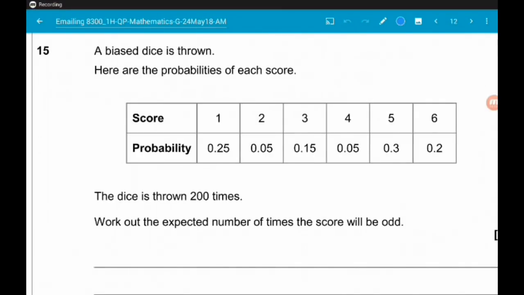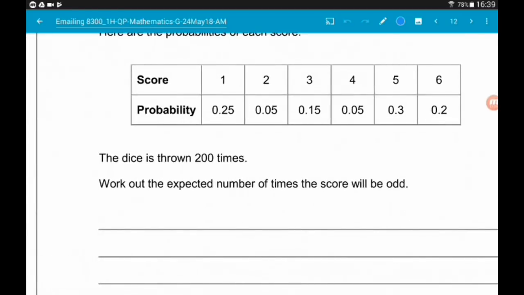Number 15. A biased dice is thrown. Here are the probabilities of each score. The dice is thrown 200 times. We want to work out the expected number of times the score will be odd. So what we first of all need to do is work out the probability that the dice will land on an odd number. So for that we add the odd probabilities together.